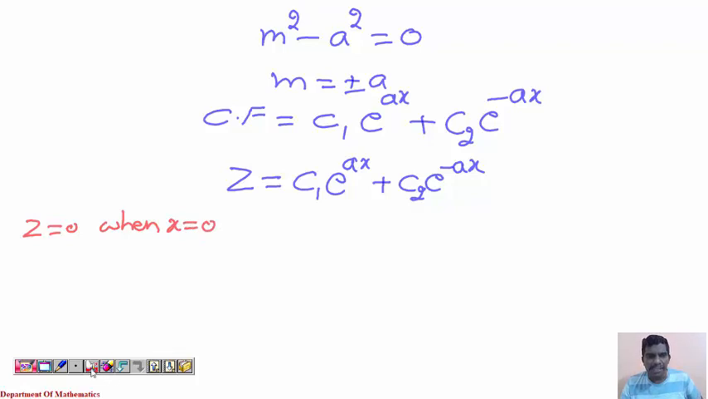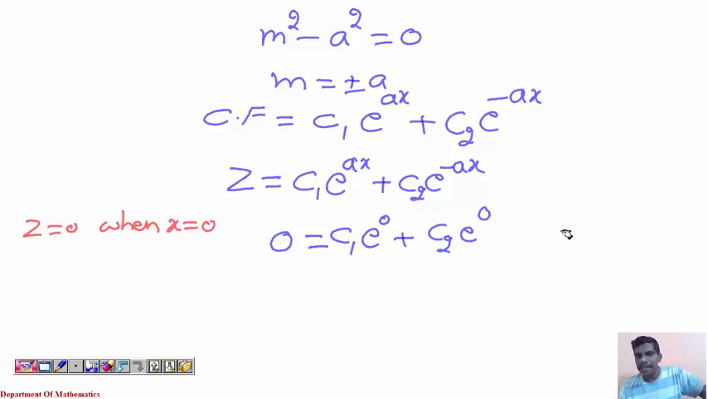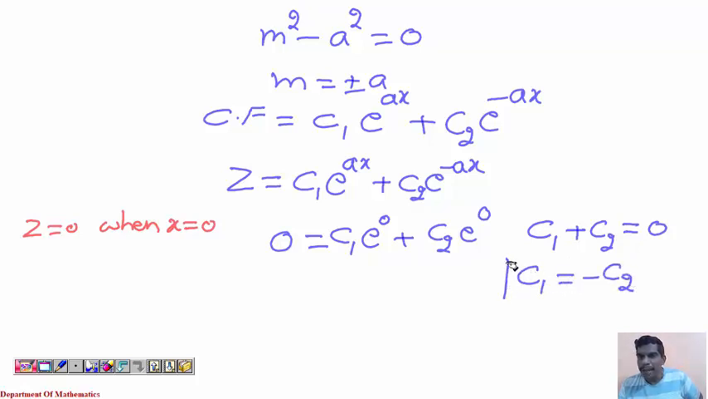For this, if I substitute these values in the equation, then we have 0 equal to c1 into e to the power of 0 plus c2 into e to the power of 0. e to the power of 0 is 1, therefore I can write this as c1 plus c2 will be equal to 0, or I can write this as c1 value is equal to minus c2, or c2 value is equal to minus c1.